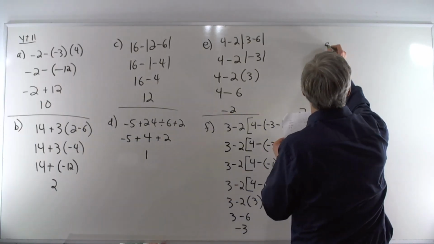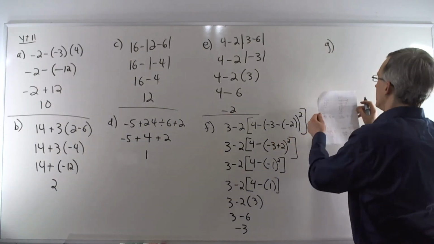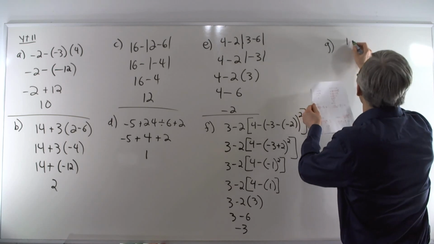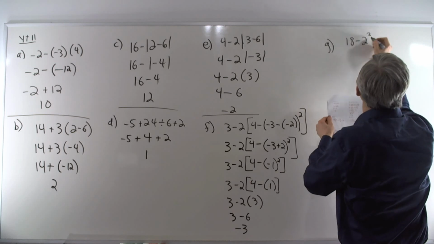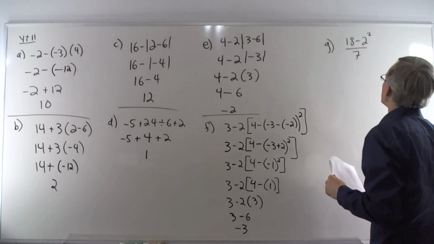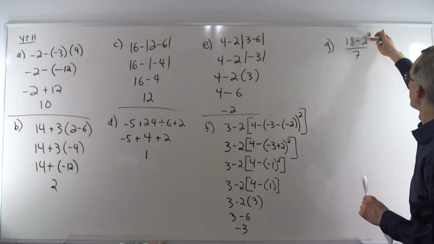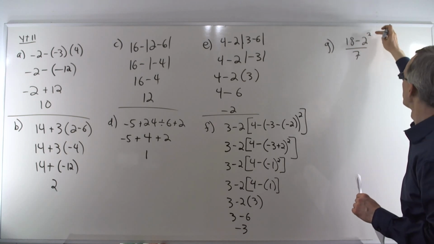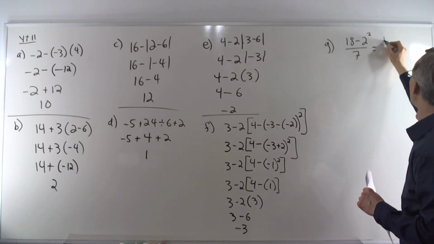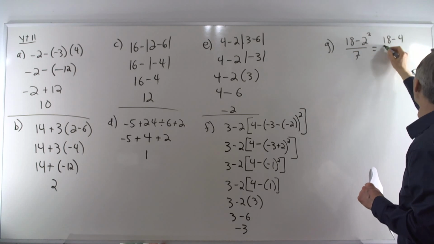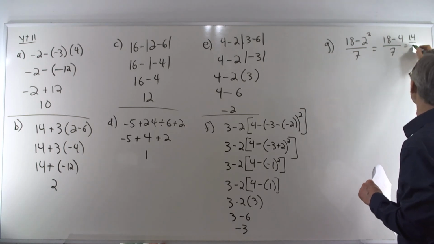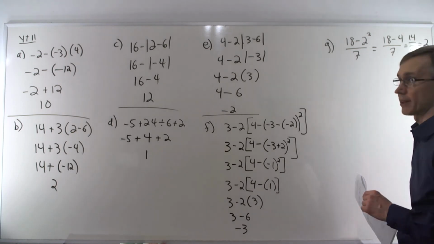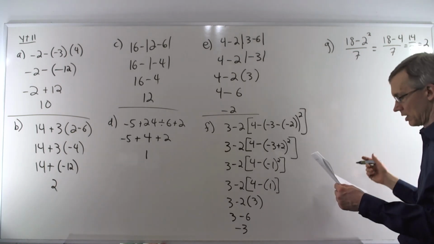G. Now we've got a fraction. So 18 minus 2 squared over 7. So we'll start up on top. We've got subtraction and an exponent, so we'll do the exponent first. And that is 18 minus 4 over 7. Finishing off the top, that gives us 14 over 7, or 2 for that one. H.